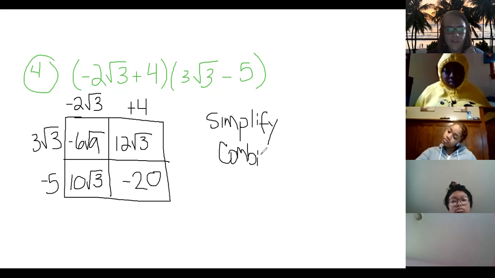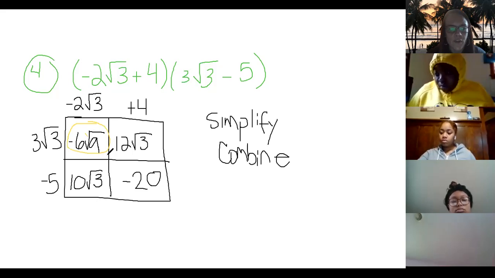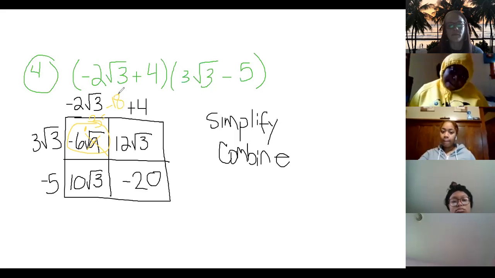So if you already figured this out, there's only one thing that we can actually simplify, which is this square root right here. We know the square root of 9 is 3. So that square root of 9 is going to go away, and we're going to multiply -6 times 3, which gives me a -18. So this box is really -18 when I simplify it.